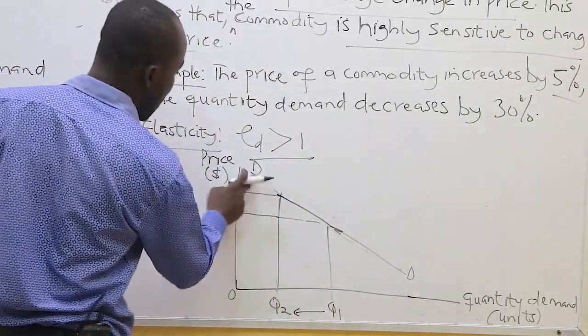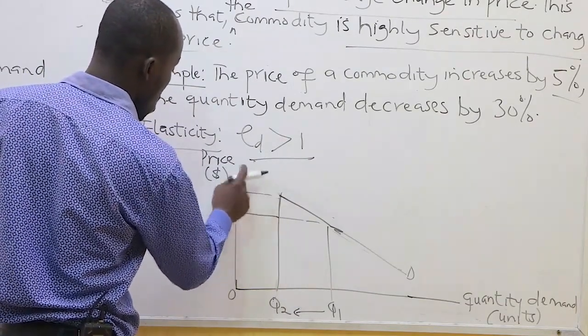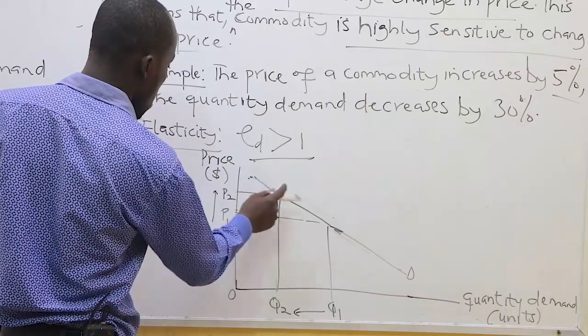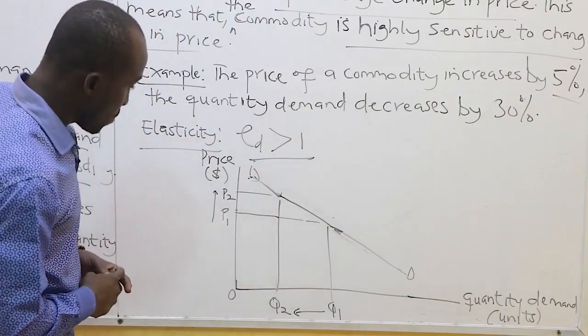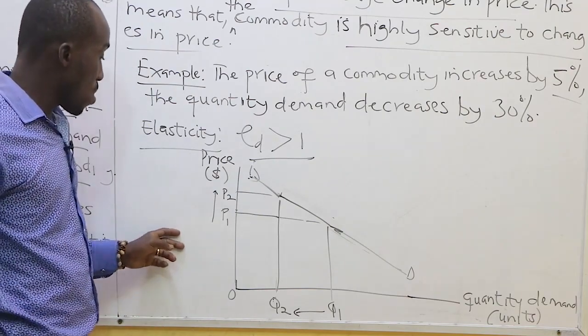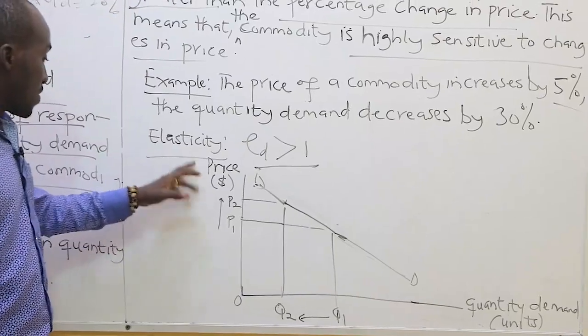It's supposed to be a straight line for it. It's supposed to be a straight line, right? Sorry. So what do you see with the price elasticity of demand? This is the demand curve. This is the price. This is quantity.